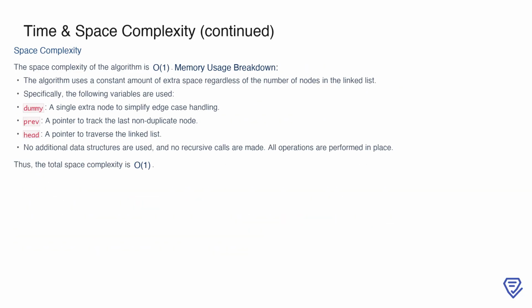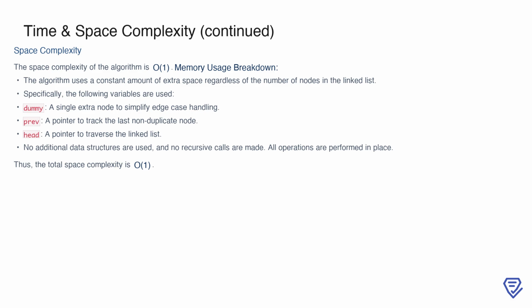Now, let's discuss space complexity. The algorithm has a space complexity of O(1), meaning it uses a constant amount of extra memory, regardless of the size of the input. To understand this, consider the memory usage. The algorithm uses a few fixed variables: dummy, which is an additional node for handling edge cases, previous, which tracks the last non-duplicate node, and head, which is used to traverse the linked list.